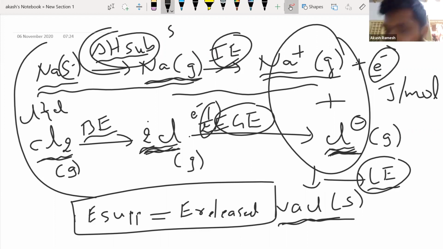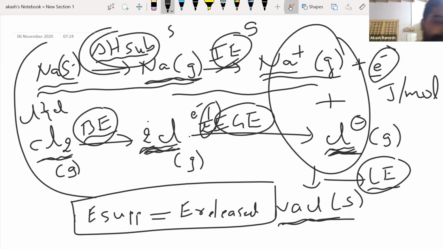So how do we say that? It is the energy required. How do you define ionization enthalpy? It is the energy required to remove an electron, isn't it? So definitely ionization enthalpy is also supplied. Okay, what about bond enthalpy?